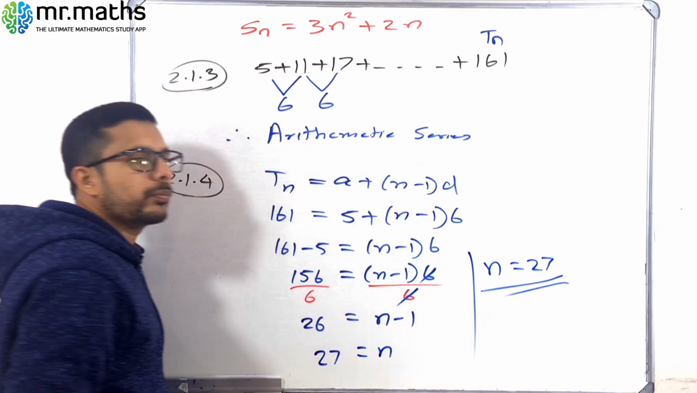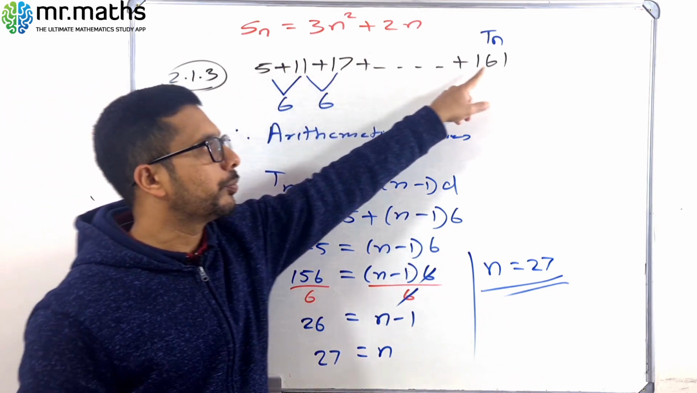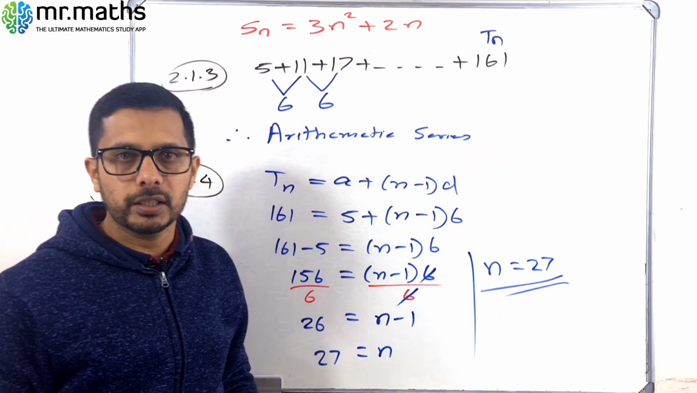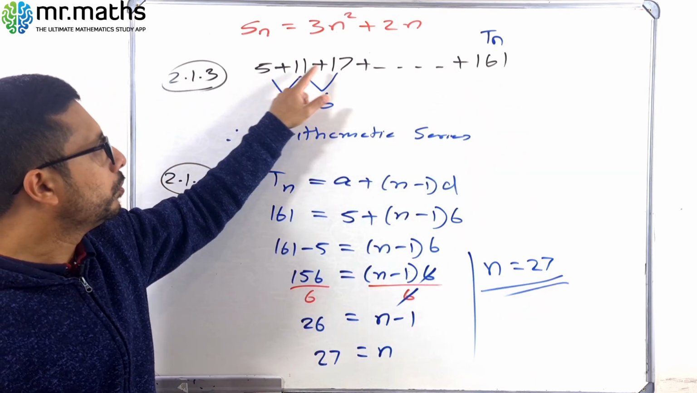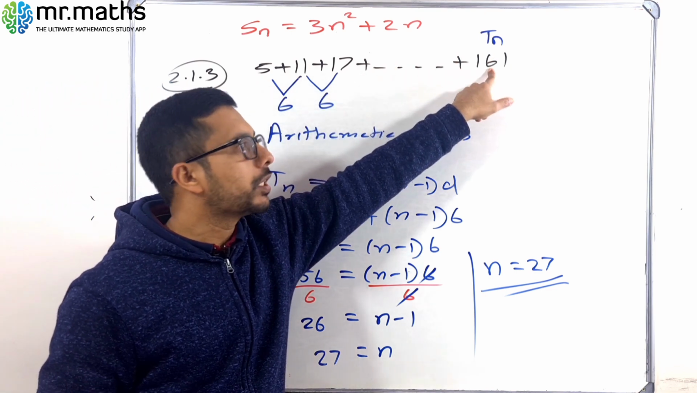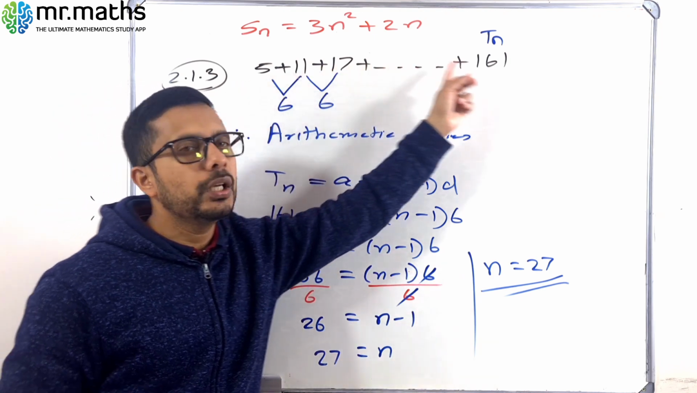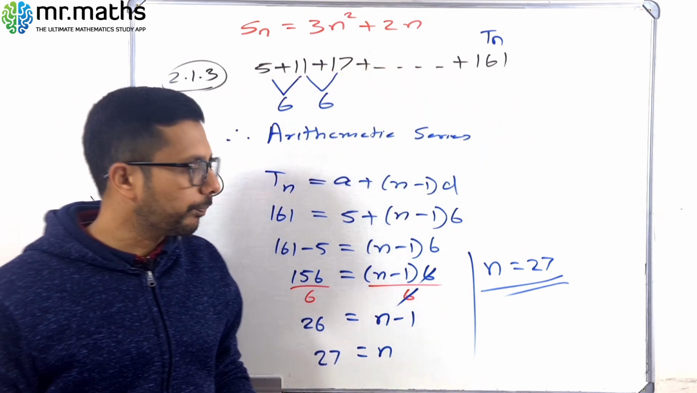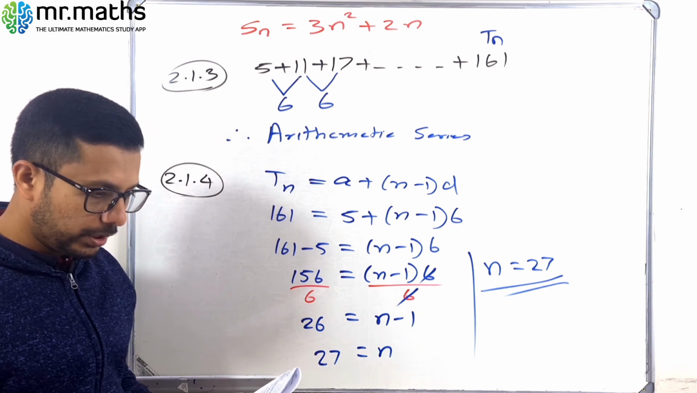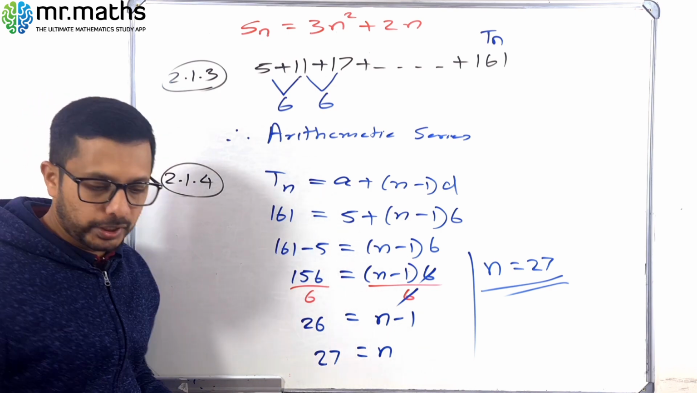So how many terms are there in this sequence 5, 11, 17, etc. up to 161? There are 27 terms. If you count like that, this 161 is the 27th term, or in total there are 27 terms. Okay, so that is question number 2.1.4. Now let's move to 2.2.